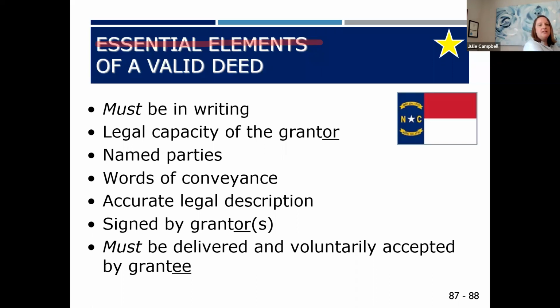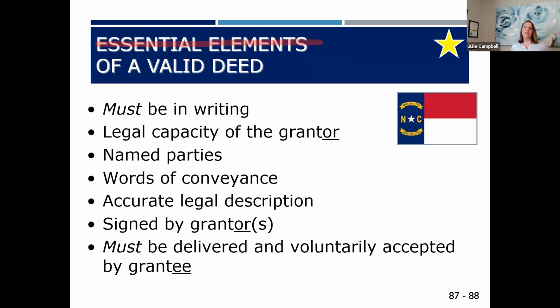So with a valid deed, it has to be in writing, with legal capacity of the grantor. That legal capacity is so that they can convey, so they can sell the property. The deed has to name both parties. Grantor and grantee are going to be named. There has to be words of conveyance.